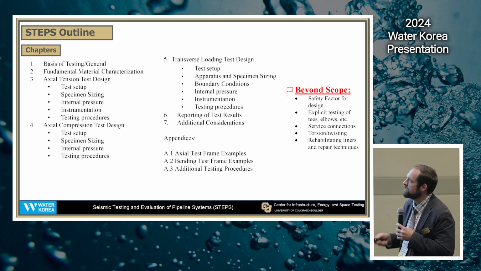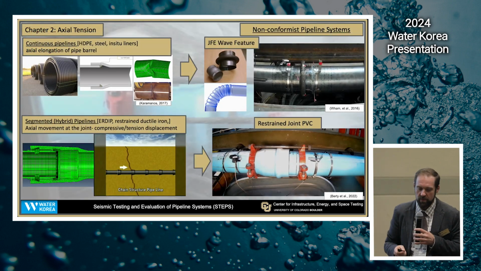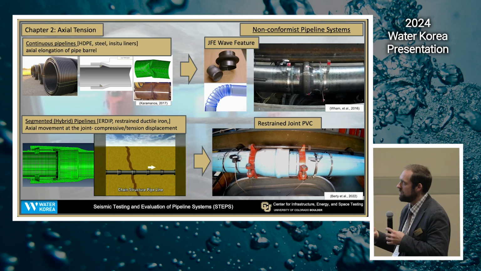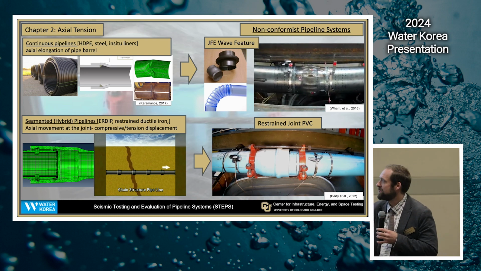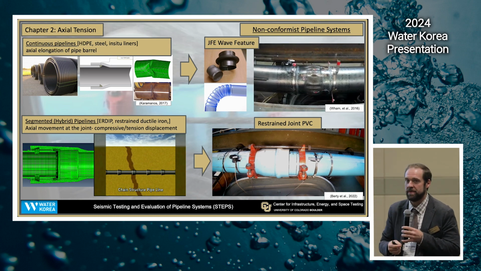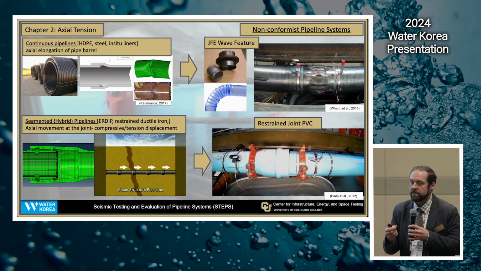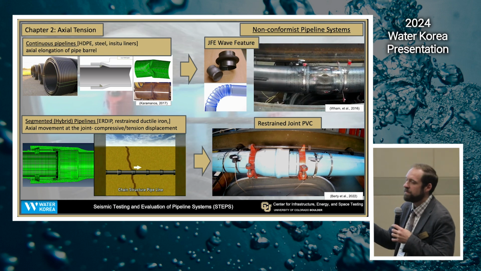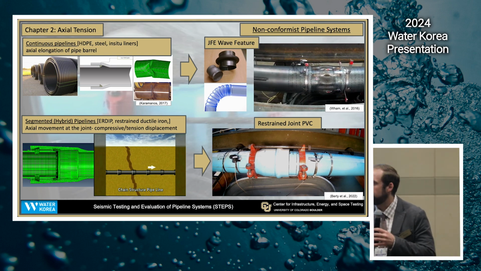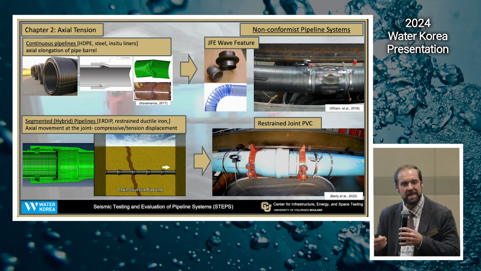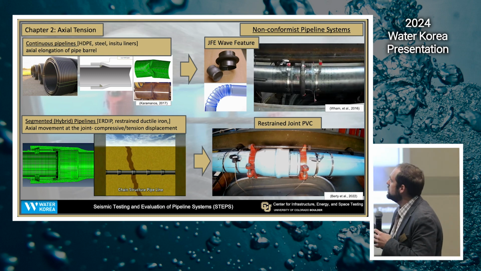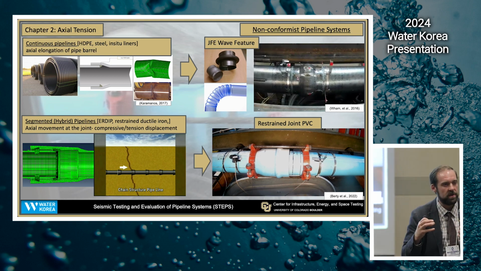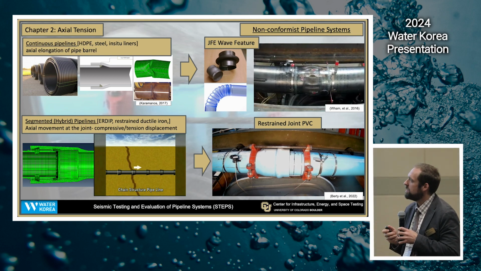And so when we think about pipeline systems and their ability to respond to ground movement, Professor O'Rourke did a great job of setting this up in some examples. We can generally separate our systems into two general categories. We have continuous pipelines, which would be welded or fused pipes. HDPE and steel would be examples of that. And they're generally going to respond to ground movement by strain in the pipe barrel. And so they're going to be able to move and respond.